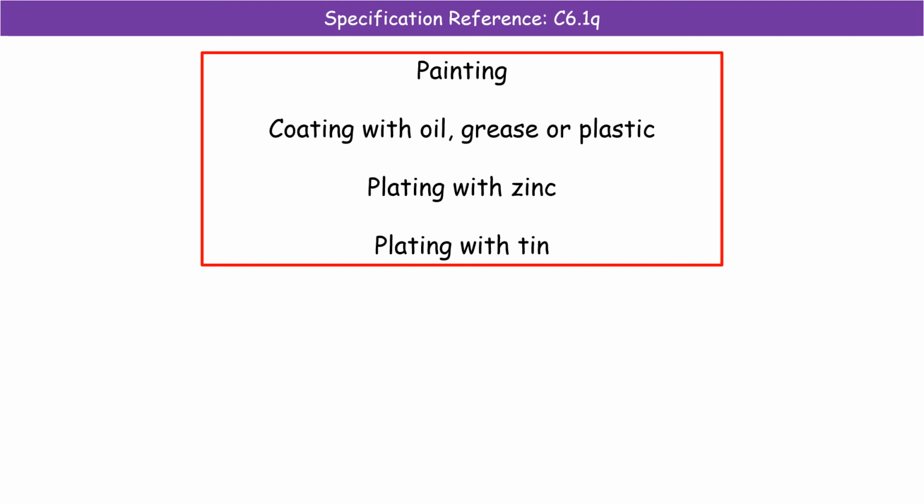If we're talking about moving parts, so think of things like a bike chain, for example, then what we'd actually do is coat it with something, oil or grease, or in other cases, plastic. Because again, as soon as it's coated with one of these substances, we're preventing water and oxygen reaching the metal, it will not corrode. 2 other options are versions of plating. We can plate it with zinc, so basically give it a coating of zinc, or we can plate it with tin.